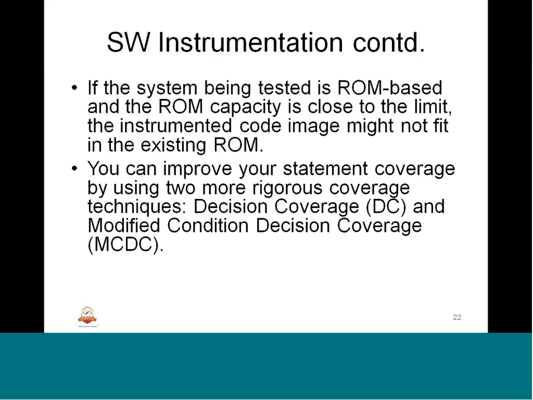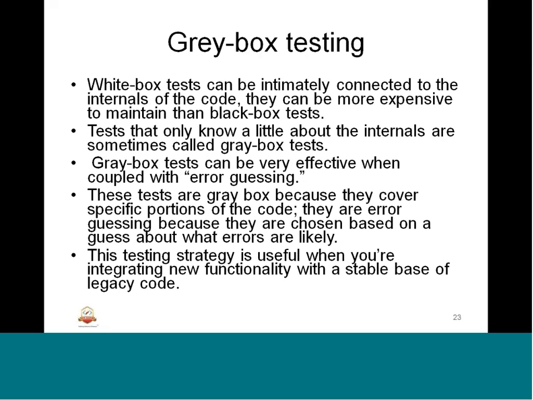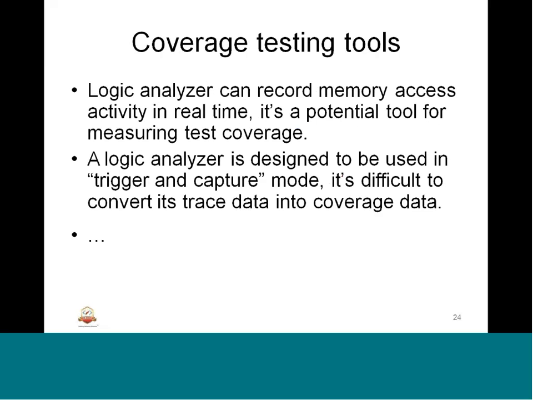If the system being tested is ROM based and the ROM capacity is close to the limit, the instrumented code image might not fit. So this is an interesting thing. I will explain. If the embedded software fits in the flash or the memory in the target board, right? Sometimes after the instrumentation code, that size may exceed. So what we can do is reduce the functionality and test only pieces of the blocks, and do multiple iterations to cover it. We can also improve statement coverage by using two more rigorous coverage techniques, decision coverage and modified condition coverage. There are other aspects of testing, gray box testing and coverage testing tools and all that. We will see that in the next session.